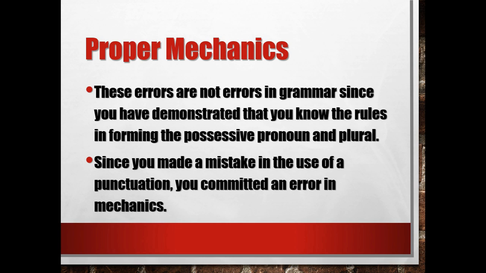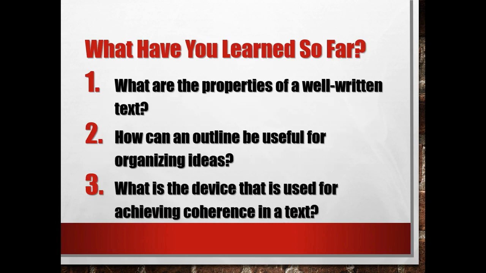An error in mechanics is a small, minor error, but there is grammar present. But an error in grammar is when the subject and verb are used wrong, the words are not proper in the sentence, the tense is wrong. So there's a difference to that.